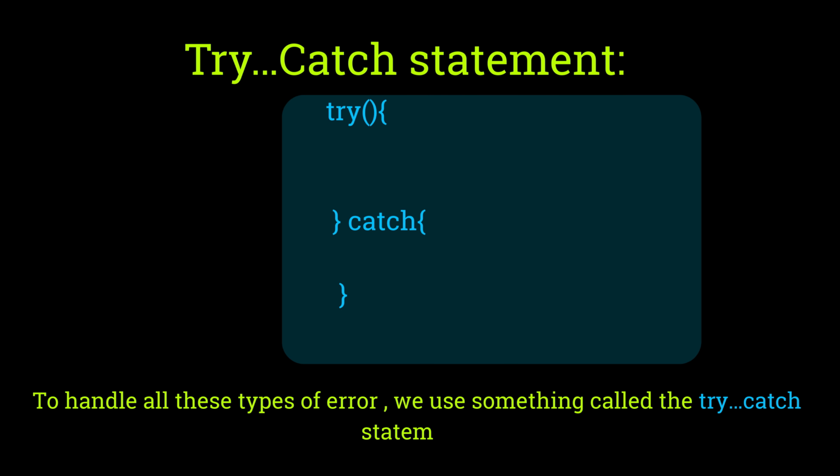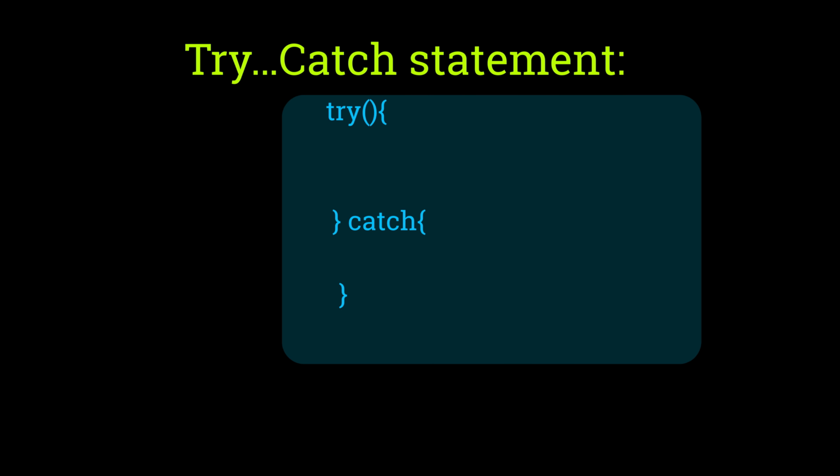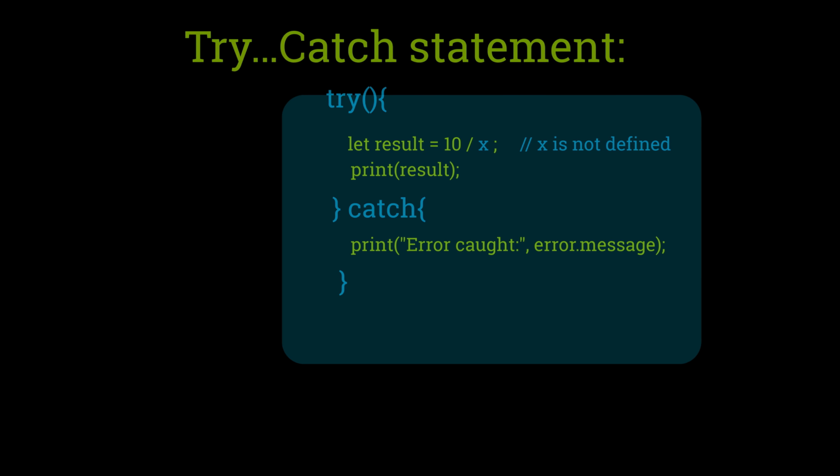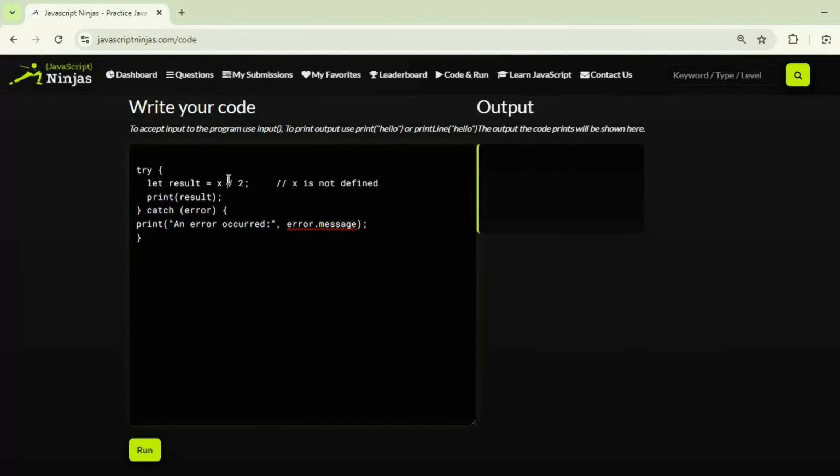And to handle all these types of errors, we use the try-catch statement. Here we simply put risky code inside a try block, and if something goes wrong, the catch block will run. Here the error happens because x is not defined. Normally this would stop the program, but with try-catch, the error is caught and we show a custom message instead.